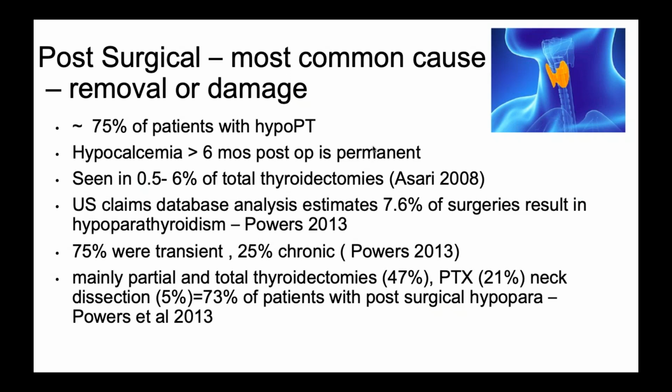More recent data from Powers and colleagues estimates the number of patients with hypoparathyroidism following surgery to be approximately 7.6%, of whom 75% were transient and 25% are chronic. The surgeries that result in hypoparathyroidism are usually thyroidectomies, as well as parathyroidectomy and neck dissection.